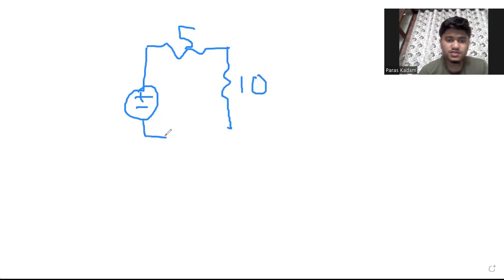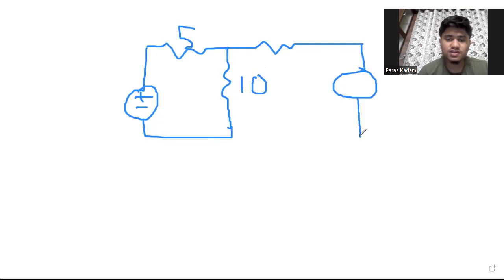Here no resistor is connected, only a branch is given. Here a 30-ohm resistor is connected and here a voltage source is given. So here we can see there are two meshes. Okay. Now what is the difference between a mesh and a loop?